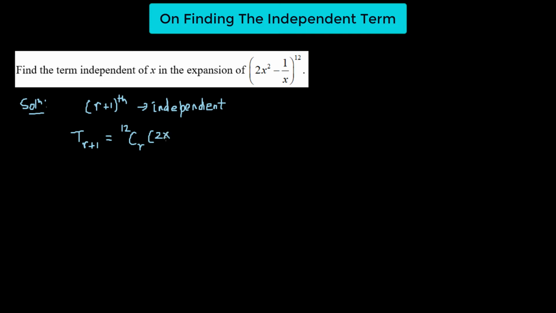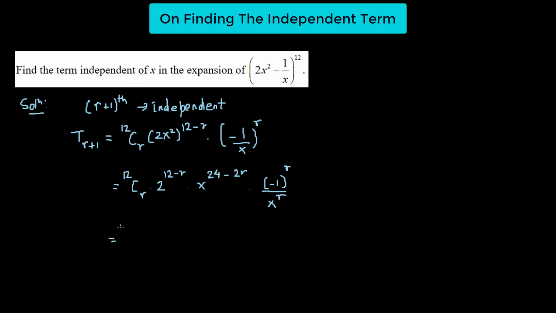times the first term, which is twice x squared raised to the power 12 minus r, times negative 1 over x raised to the power of r, which is equal to 12cr, times 2 raised to the power of 12 minus r, times x squared raised to the power of 12 minus r, so that would give us 24 minus twice of r, times negative 1 raised to the power of r divided by x raised to the power of r. So this is equal to 12cr times negative 1 raised to the power of r times 2 raised to the power 12 minus r.